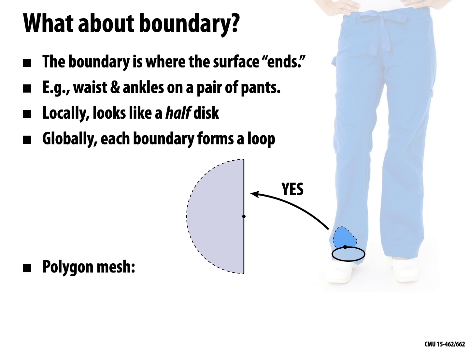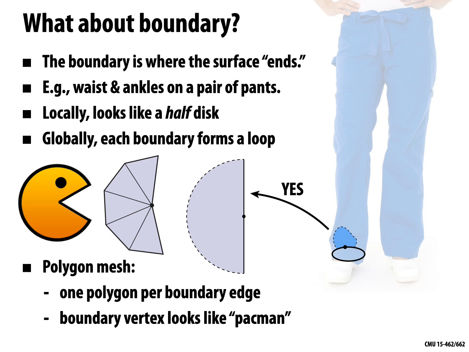In a polygon mesh, we're going to say I have a manifold with boundary if I have one polygon per boundary edge, and if the boundary vertices look like a Pac-Man, so a strip of triangles rather than a loop of triangles. So to summarize, a polygon mesh is a manifold with boundary if every edge is contained in either two polygons on the interior or one on the boundary, and if every vertex is contained by either one loop of polygons or one strip of polygons on the boundary.